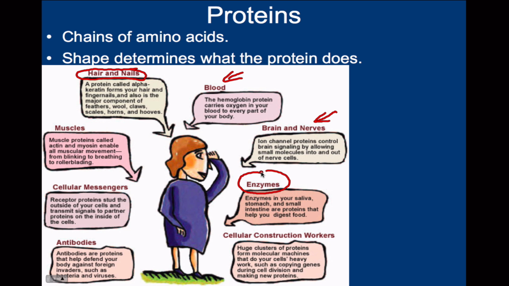We have lots of enzymes that use protein. Our cellular construction workers, so the clusters of proteins that do the work in our cells. Muscles have proteins called actin and myosin, and that allows for muscle movement. Cellular messengers are receptor proteins, so they have a hugely important job. And then antibodies, the proteins that help us guard against getting sick or guard against invaders in our bodies, are all made of proteins.